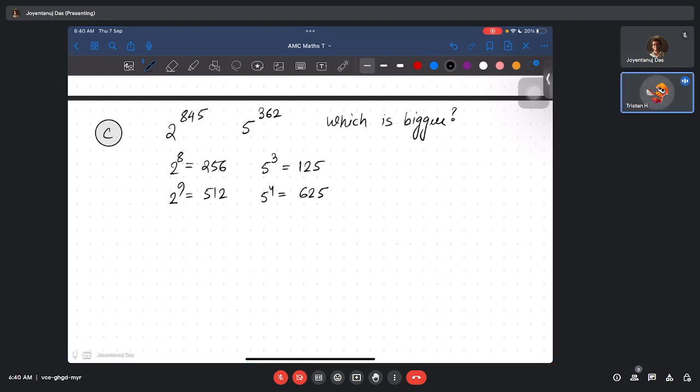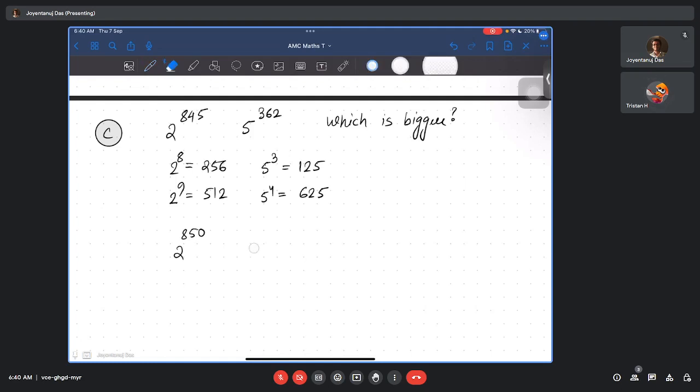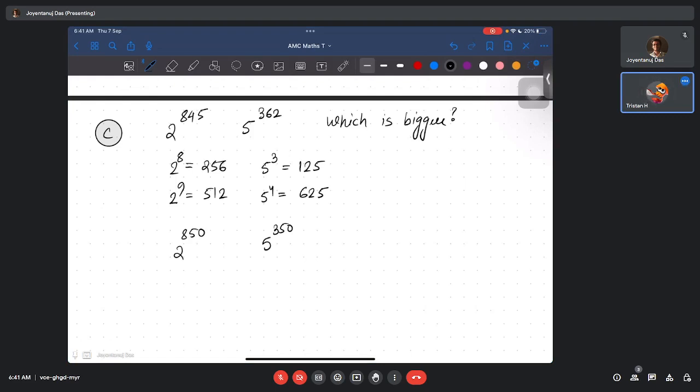So I set the value of 5 power 362 to 5 power 350 and 2 power 845 to 2 power 850. Okay. So 2 power 850 and 5 power 350 you're comparing. What are you doing next? And then I divided, took the power of 1/50. Oh wait, sorry. 2 to the power of 17, to the power of 50.